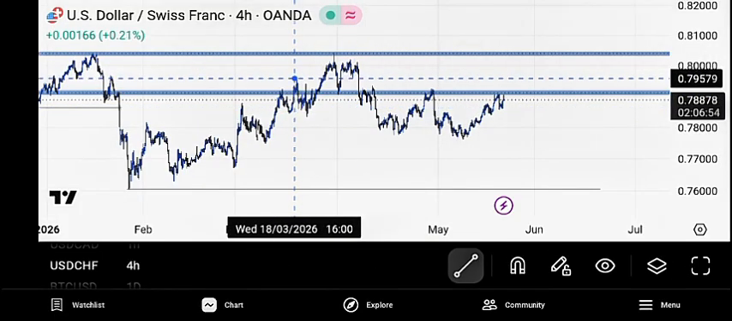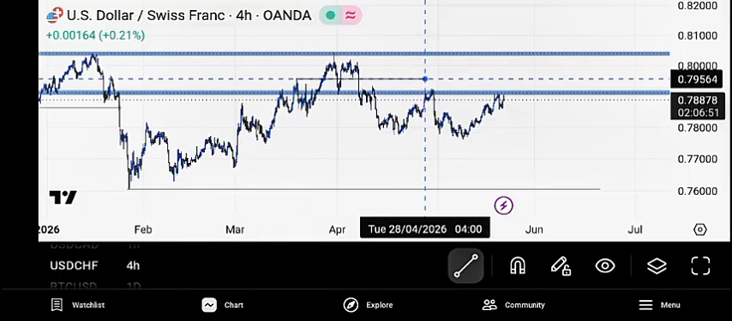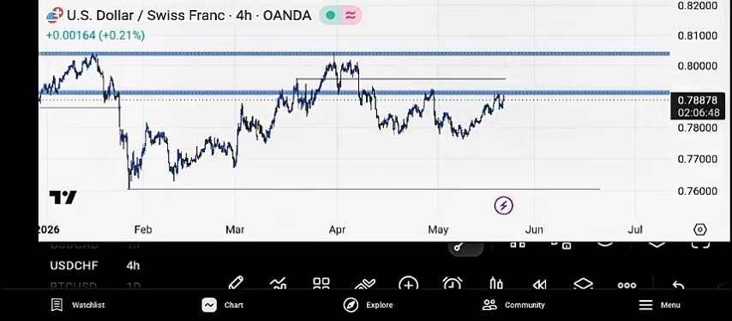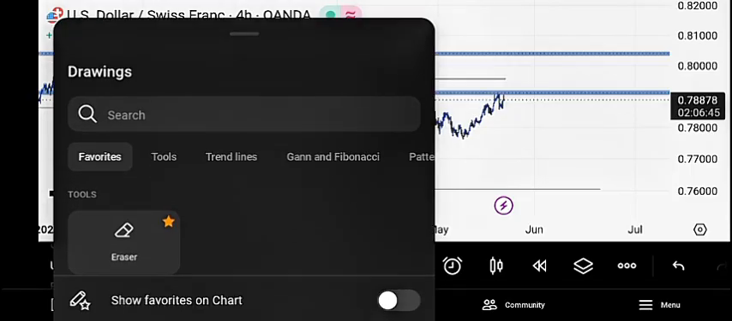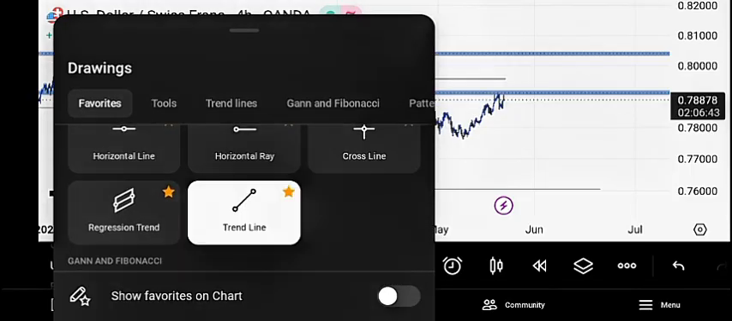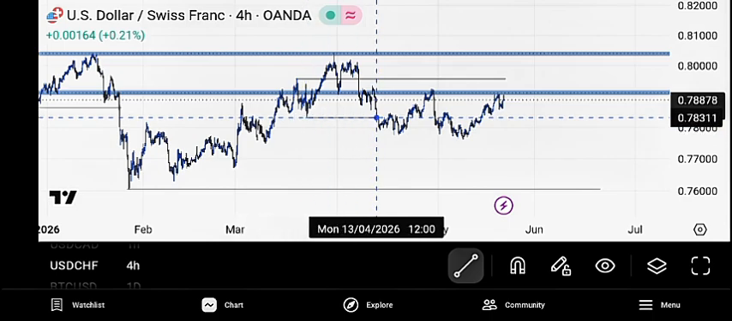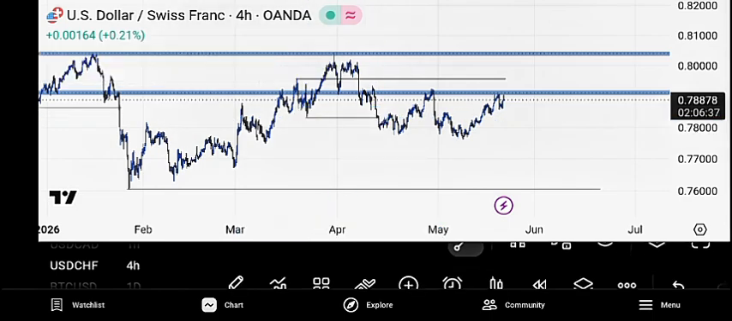This is where the market is currently reacting from. After this break of structure, you can see it. This is the break of structure that I'm talking about, the last break of structure before the double top. Then this now is a change of character.